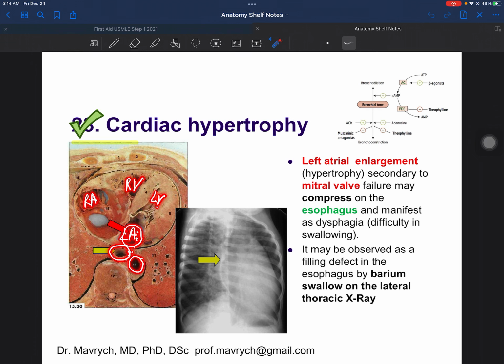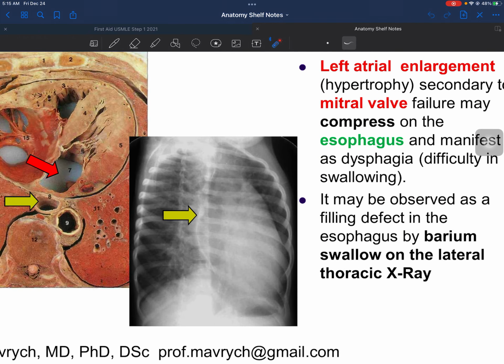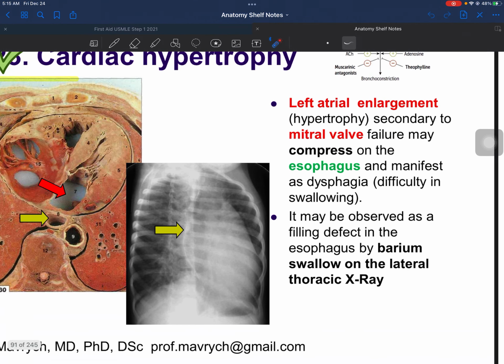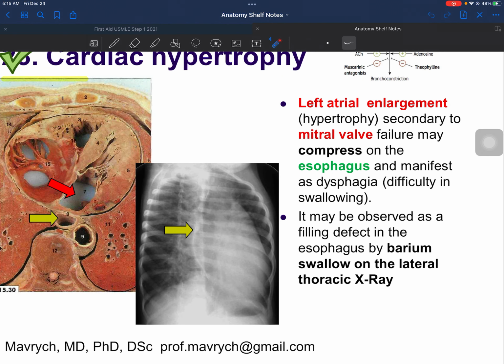The aorta is to the left side of the esophagus. So if there is an enlargement of the left atria, that will cause compression of the esophagus, and that is going to cause difficulty to swallow. So it may be observed as a filling defect in the esophagus by the barium. We allow the person to swallow the barium, and then you will see that there is a filling defect in this area.